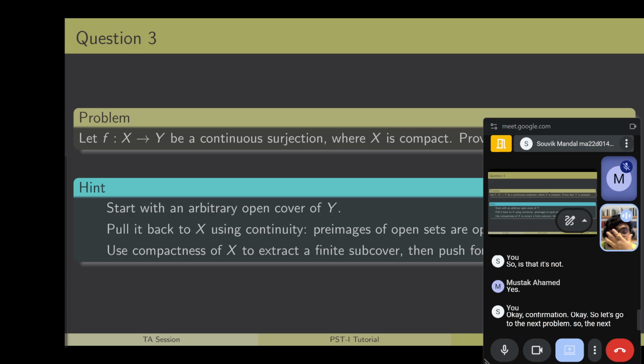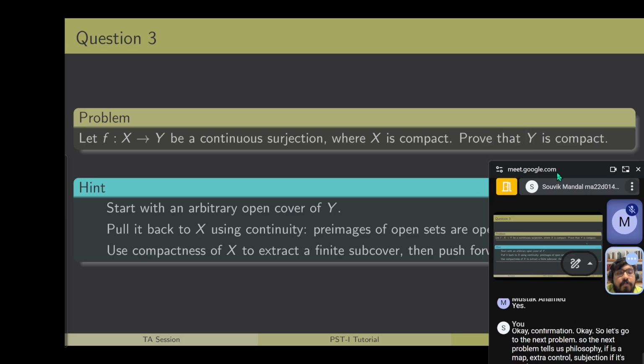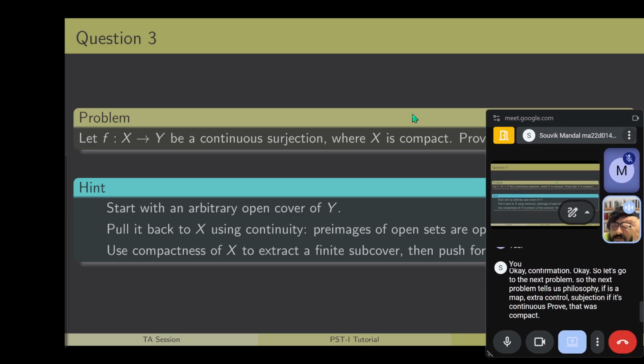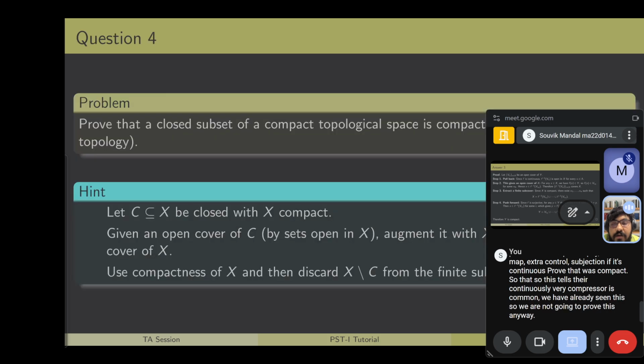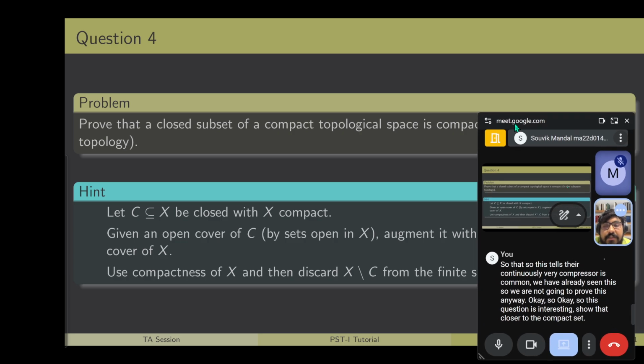The next problem says: if f is a continuous surjection from X, prove that Y is compact. So this tells us that the continuous image of a compact set is compact. We have already seen this, so we are not going to prove this anyway. Okay, this next question is interesting. Show that a closed subspace of a compact set is compact.